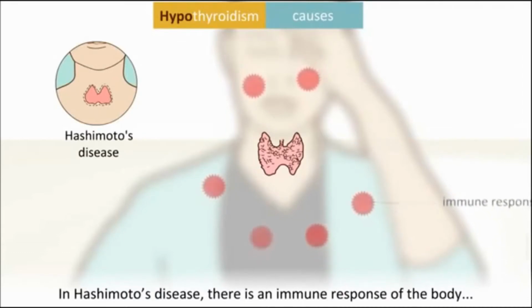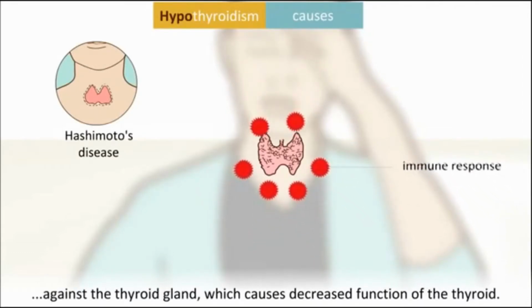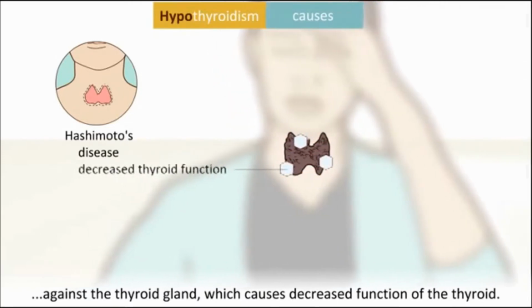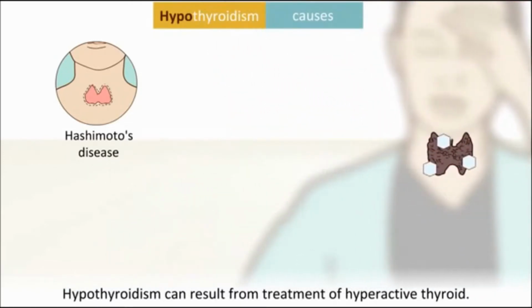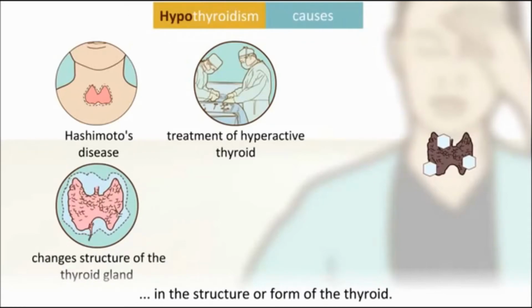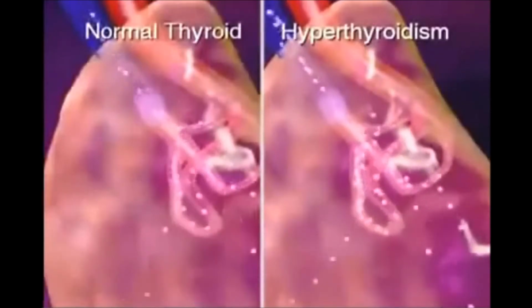In Hashimoto's disease, there is an immune response of the body against the thyroid gland, which causes decreased function of the thyroid. Hypothyroidism can result from treatment of hyperactive thyroid. Thyroid disorder can also be caused by change in the structure or form of the thyroid.